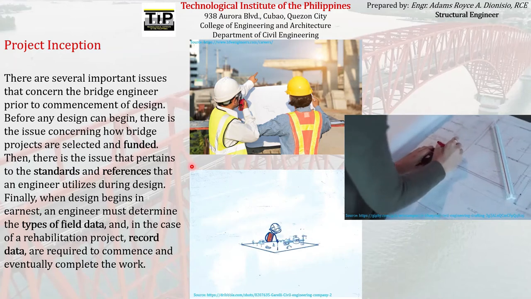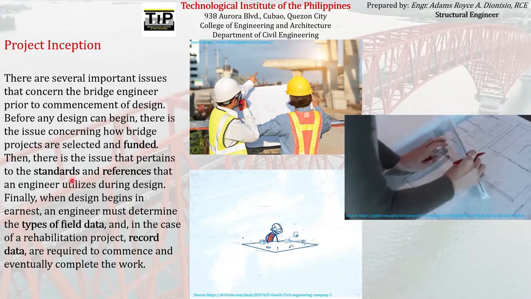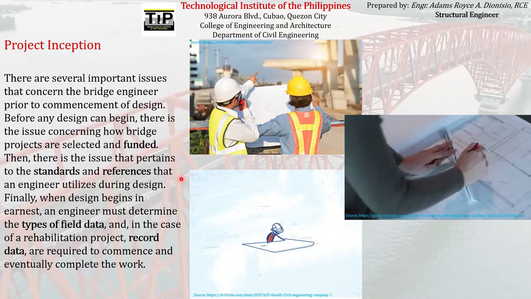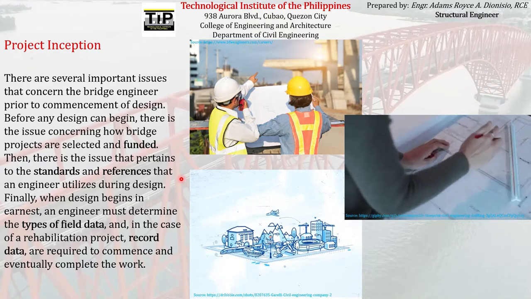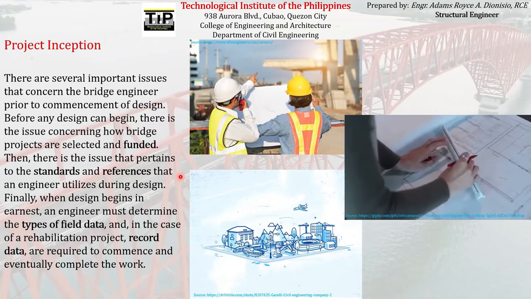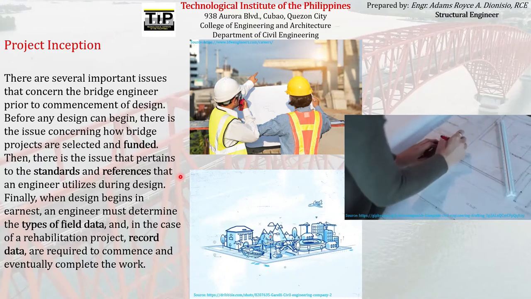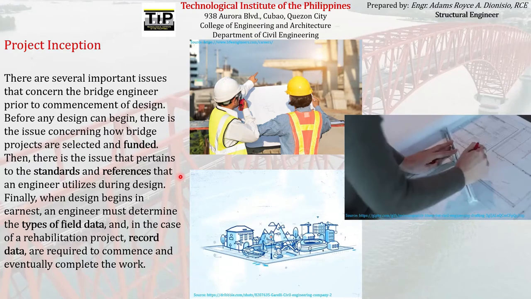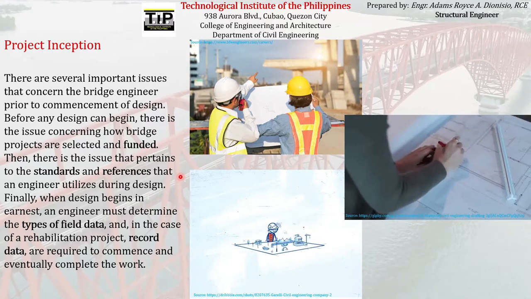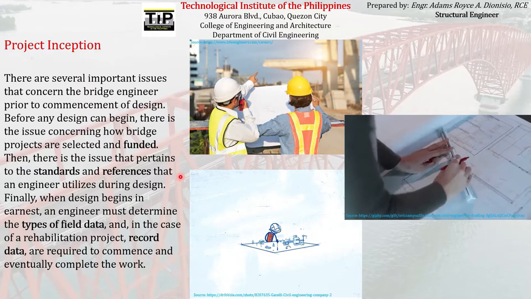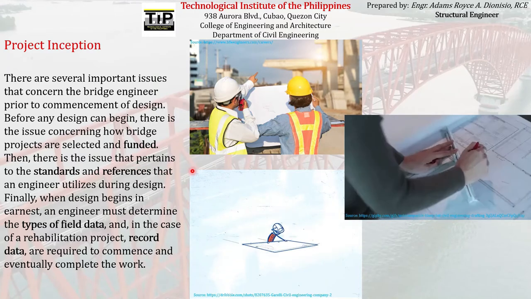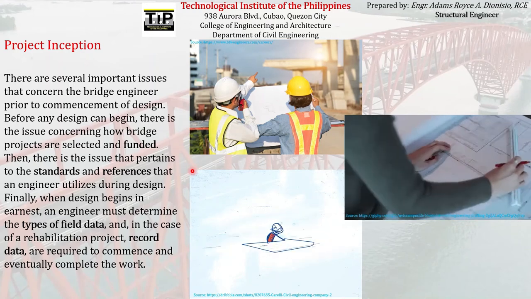Another issue that the whole team of a project needs to address is what standards and references they have to use during the design of that particular project. There are different standards and references that we use in the industry, and these usually vary from region to region or from project to project. With that issue, the whole team must address first what particular standard or references they will refer to in order to design the whole project properly.